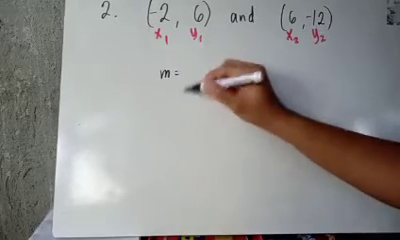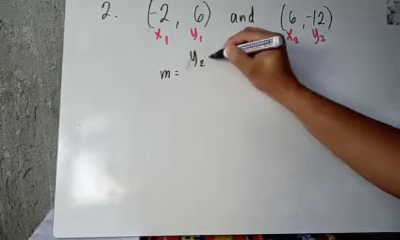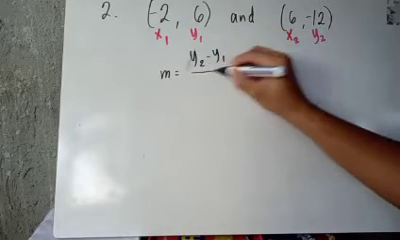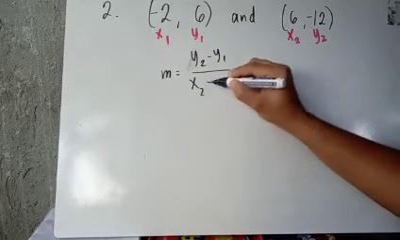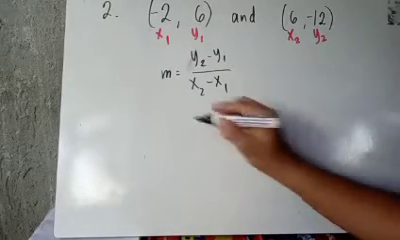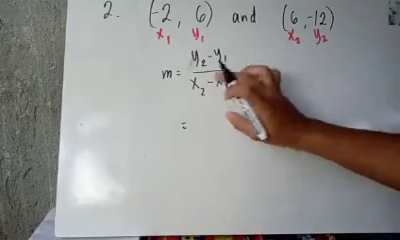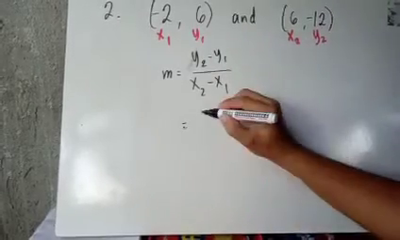Formula, that is y sub 2 minus y sub 1 all over x sub 2 minus x sub 1. Ngayon, substitute natin itong apat na values dito sa formula. So, yung y sub 2 natin is negative 12.